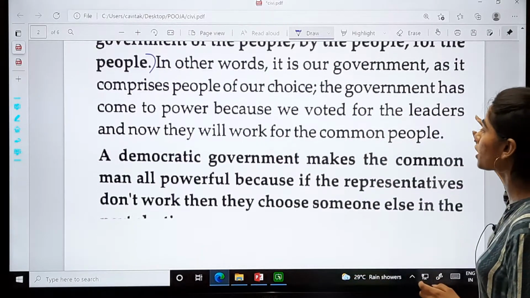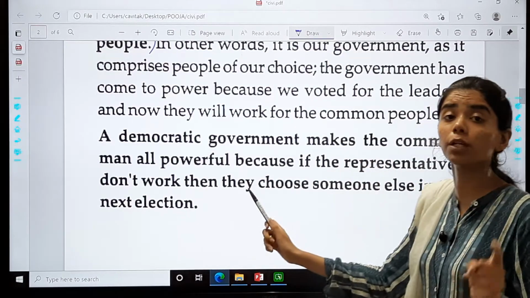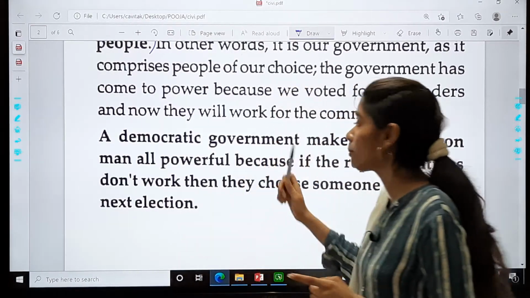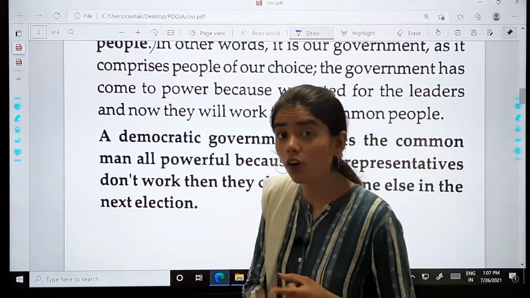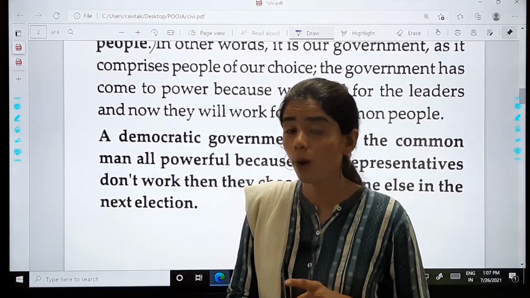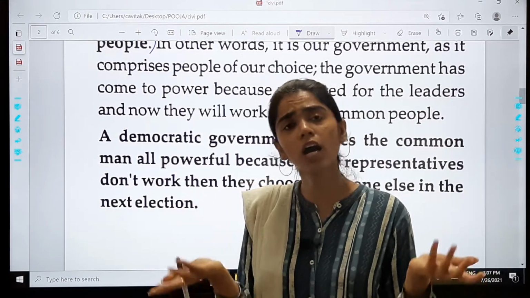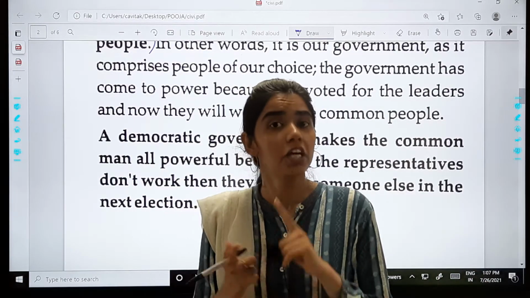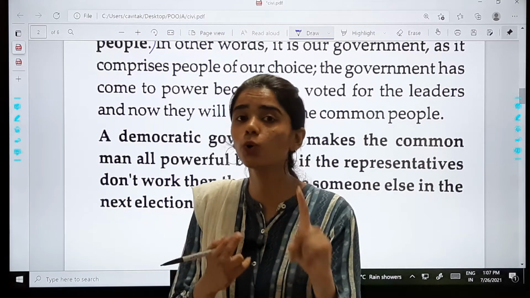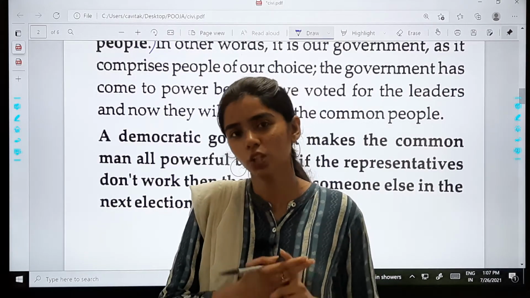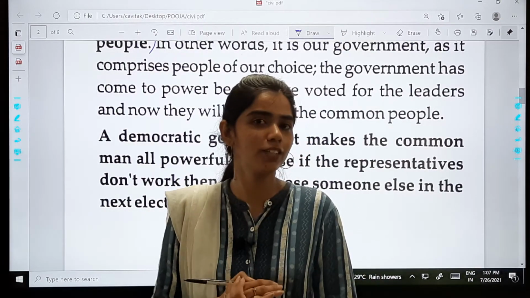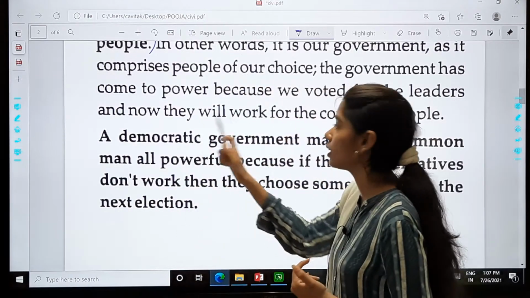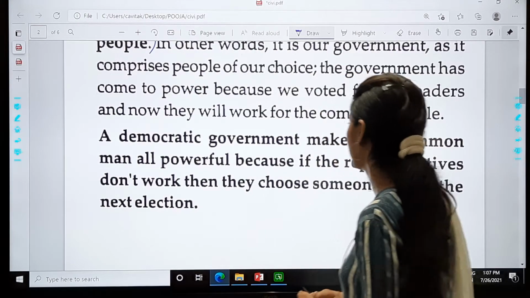A democratic government makes the common man all powerful. A democratic government, what does it do? It makes the common man powerful. Why? We being the common man, how are we powerful? Because we have the right to vote. We have the right to select who will rule our country, who will take care of the country. So we have this power. It is only in this kind of government.